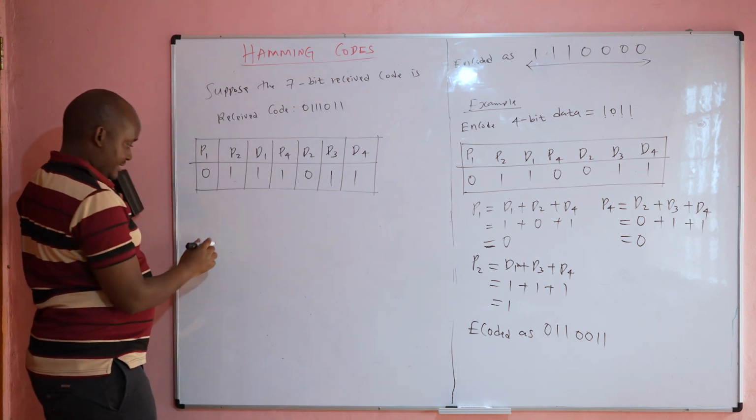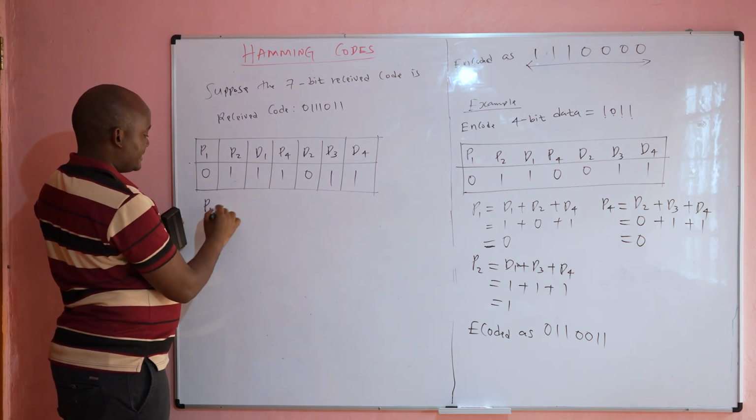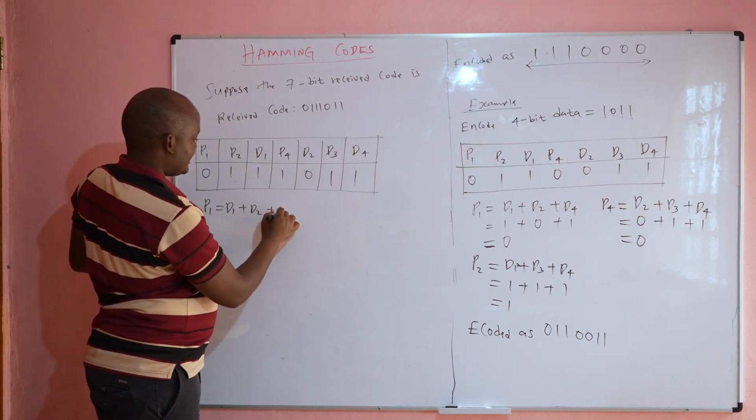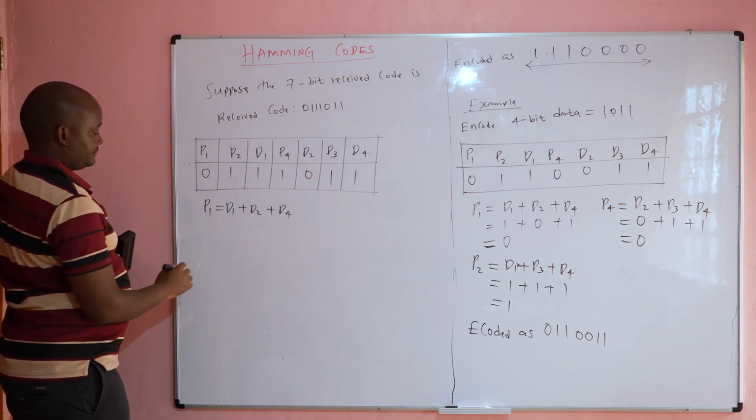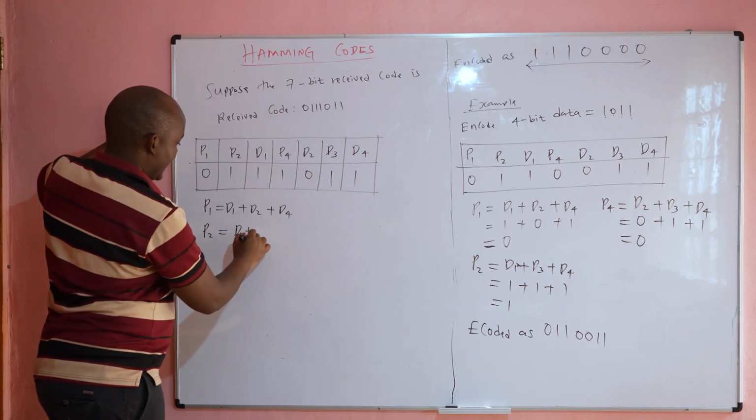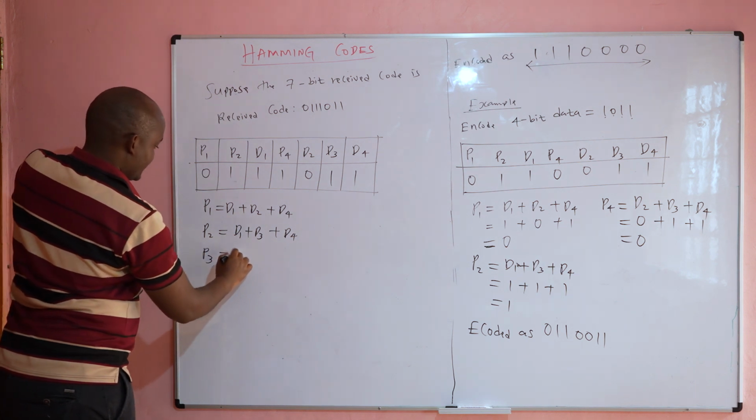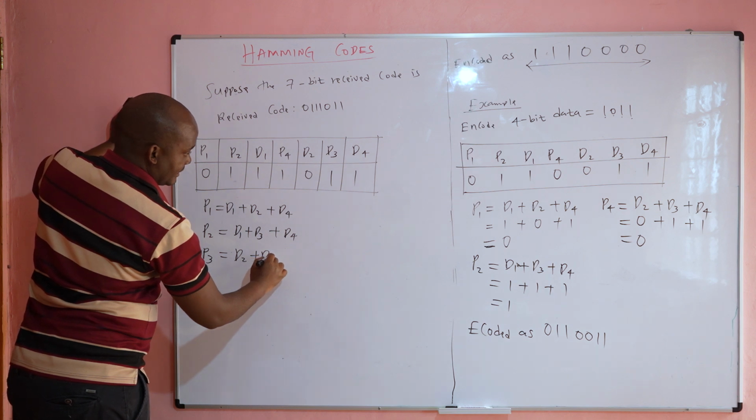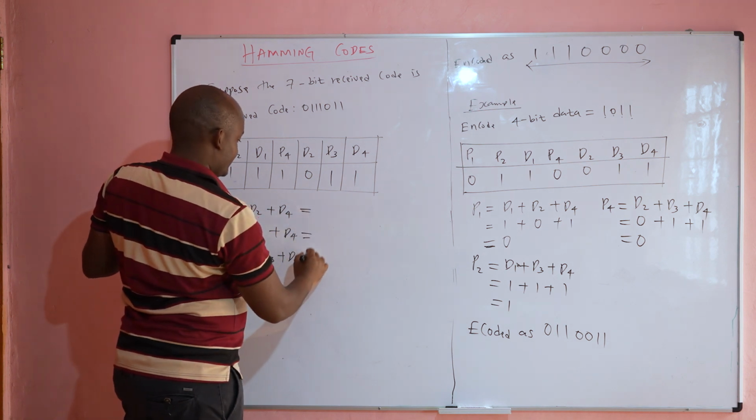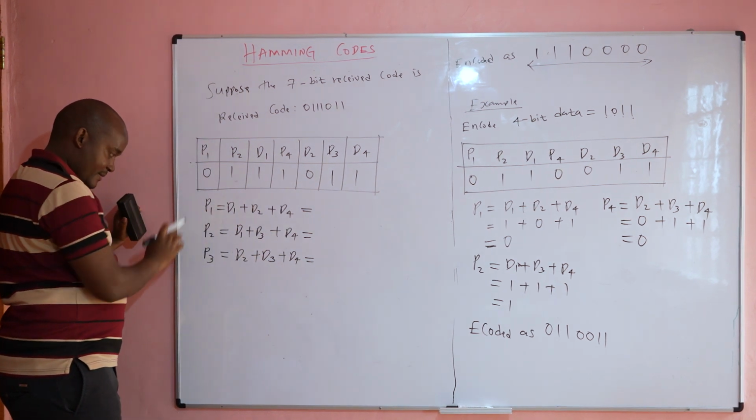Going by the properties that are associated with the parity bits, P1 is always given by D1 plus D2 plus D4. The other one, P2, is given by D1 plus D3 plus D4. Lastly, it is P4, which is given by D2 plus D3 plus D4. So when you look at this code word that you are given, this is given, this is given, this is given. Also this P1 is given.